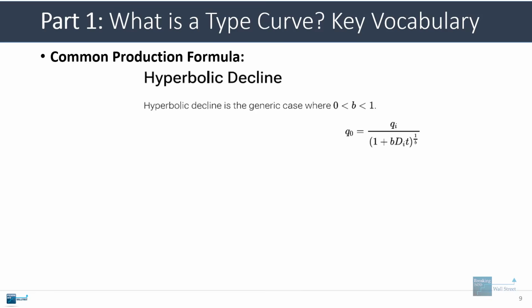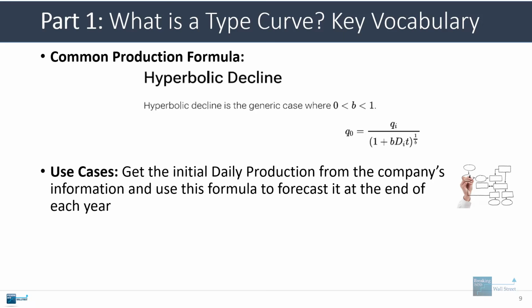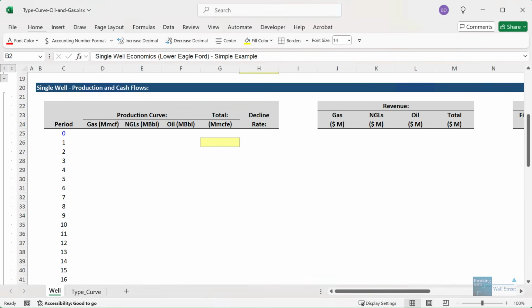If you want to actually project the production from a single well, one common formula is the hyperbolic decline formula right here. Now, we don't really have time to get into what every single component of this means, but the way you typically use this is to get the initial daily production from the company's information, and then you use this formula to forecast the daily production at the end of each year. So at the end of year 1, year 2, year 3, and so on.